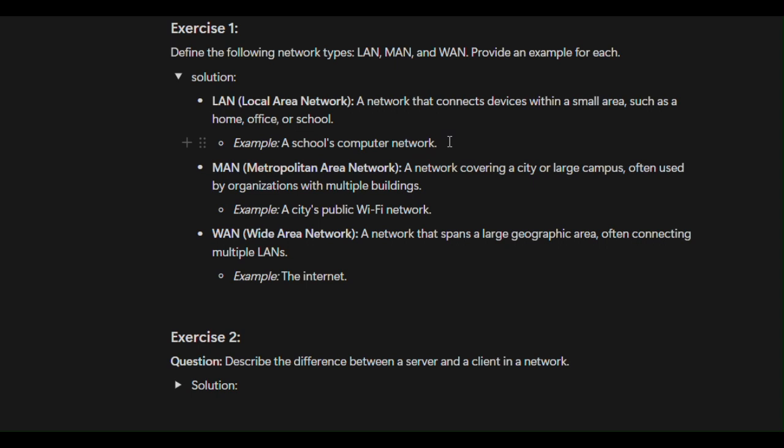Let's now define the metropolitan area network. It's a network covering a city or a large campus, often used by organizations with multiple buildings. An example of the metropolitan area network is a city's public Wi-Fi network. And the wide area network is a network that spans a large geographic area, often connecting multiple local area networks, like the internet. This is the first exercise.